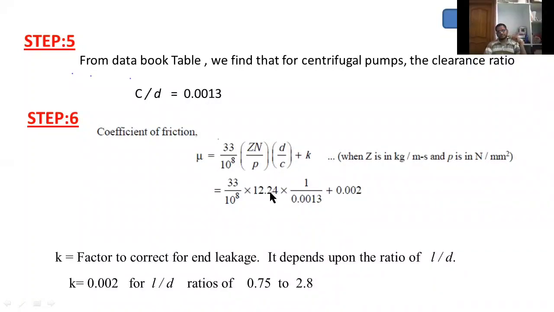So the final answer for coefficient of friction mu equal to 0.0051. There are no units for coefficient of friction, so it is a dimensionless number. Mu is a dimensionless number. So the answer for coefficient of friction is mu equal to 0.0051.